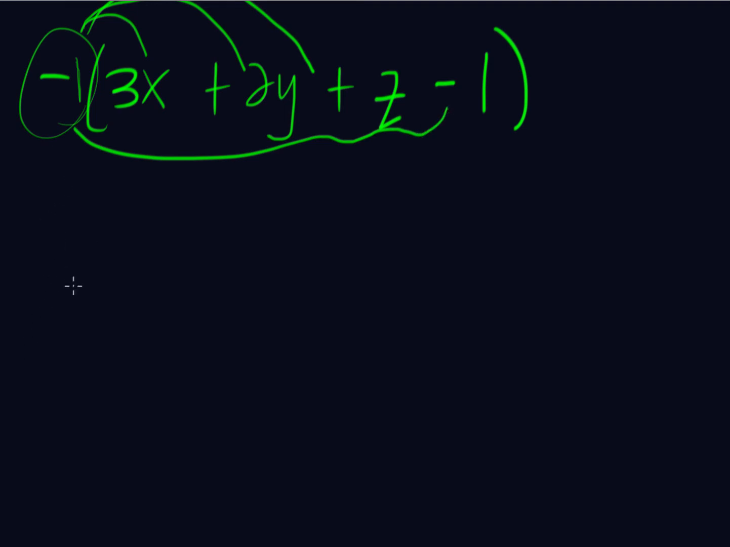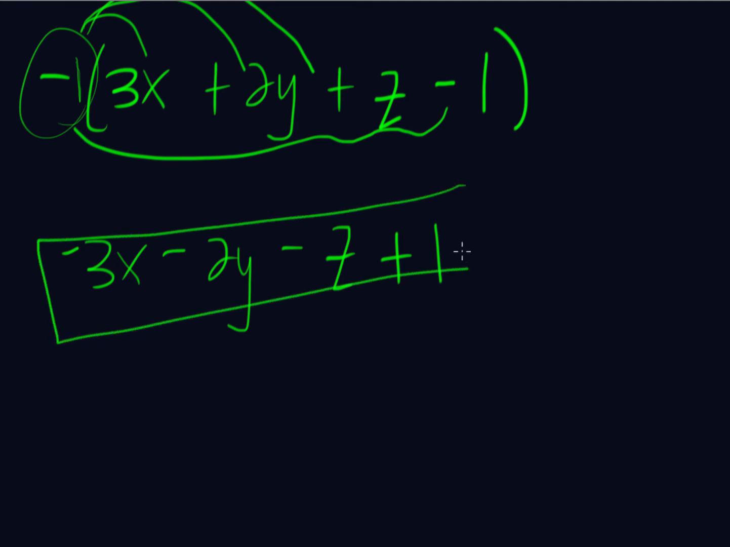So negative 1 times 3x is negative 3x. Negative 1 times a positive 2y is negative 2y. Negative 1 times z is just minus z, negative z. And then negative 1 times negative 1 is positive 1. And again, we have no like terms, so this would be our final answer. Negative 3x minus 2y minus z plus 1.